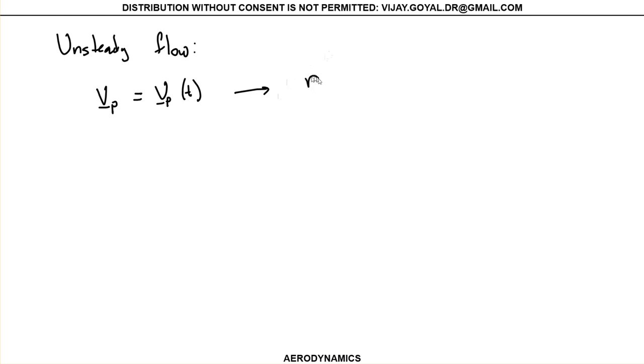It's going to come from a position vector that's a function of time: x(t) i, plus y(t) j, plus z(t) k. Now you can see that this is no longer a function of x, y, z, because my x is a function of time, y is a function of time, and z is a function of time.